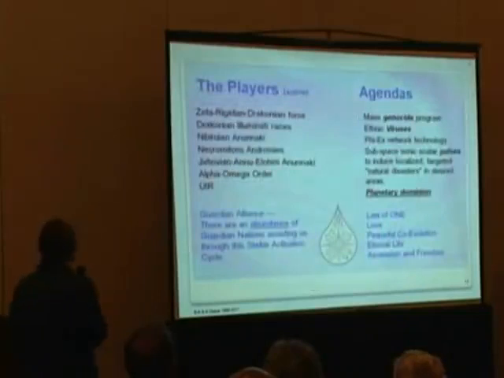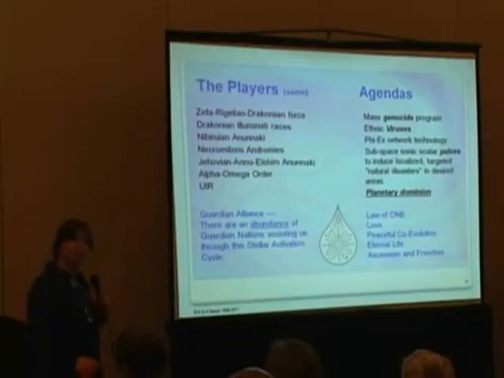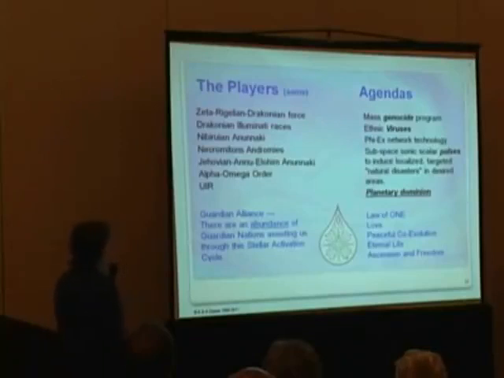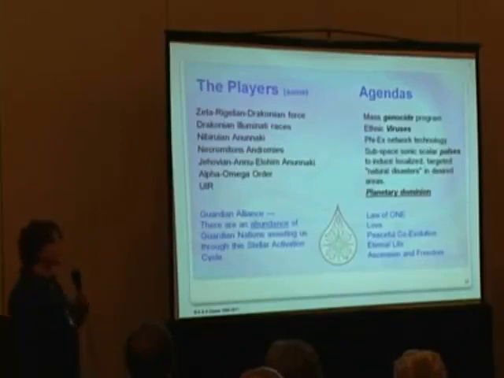Okay, so as you see up there, it says some of the players. So some of the players, we have the Zeta Regalian Draconian Force. You'll see as we move through the presentation, they are associated with the Falcon APIN system and HARP. We have the Draconian Illuminati races, the Niberian Anunnaki, the Necromaton Andromes, the Jehovian Anu Elohim Anunnaki, which is what we refer to as the dove, the Alpha Omega Order, and United Intruder Resistance. So we're going to be learning about these.